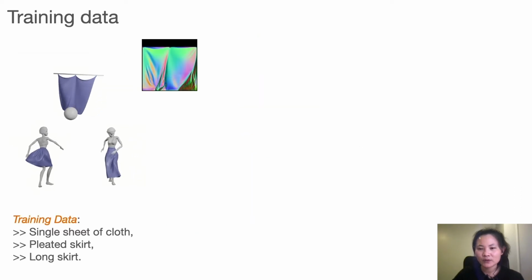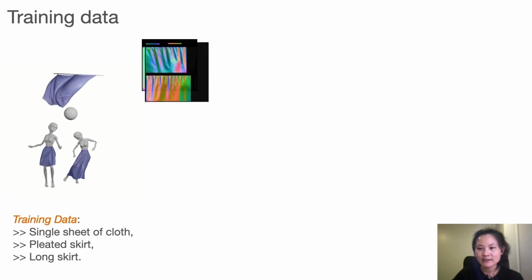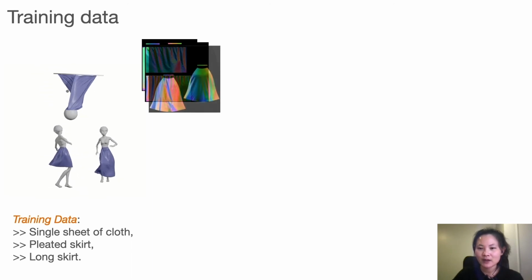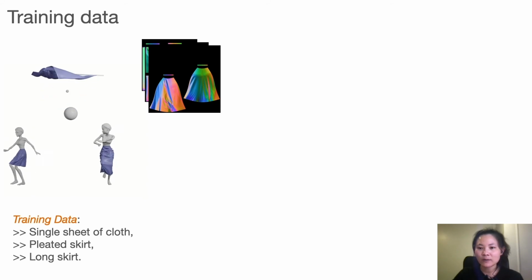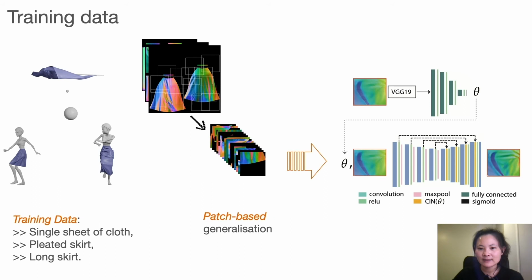We train our network using 3 datasets, specifically a piece of hanging sheet, a long skirt, and a pleated skirt, in order to generalize our approach across different 2D parameterizations. We adopt a patch-based approach. Instead of operating with complete normal maps, we use patches cut from the normal maps as input and output of our network.